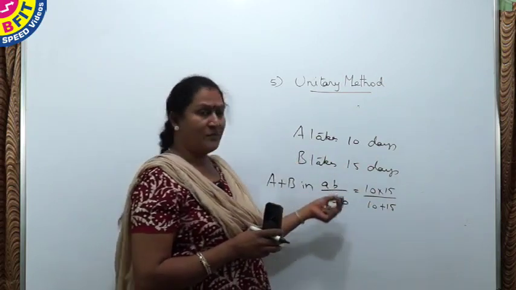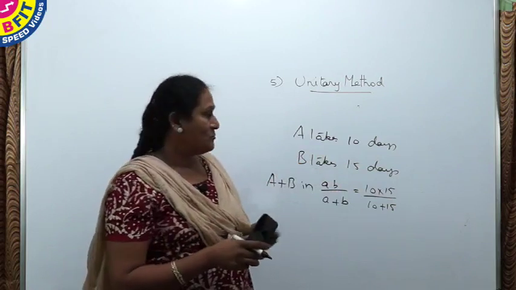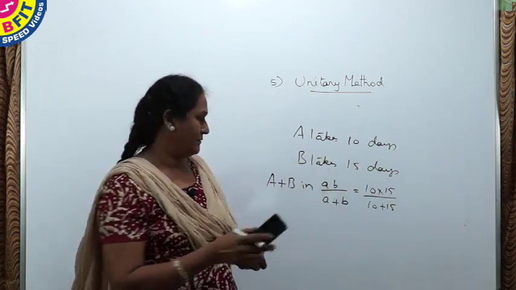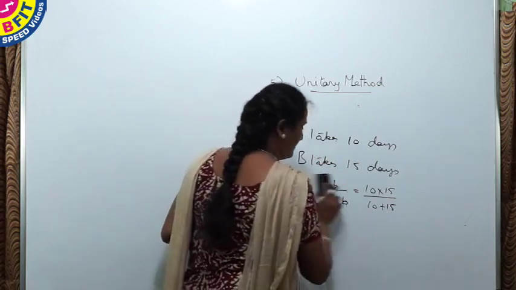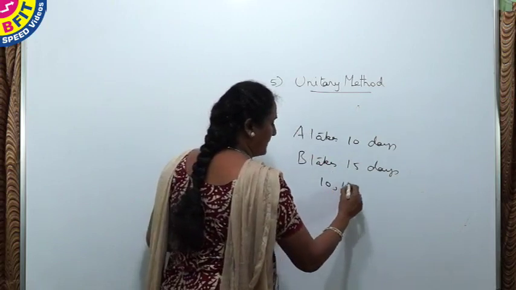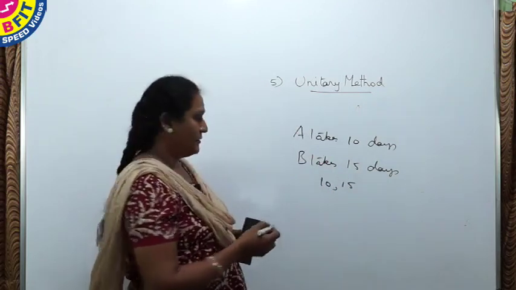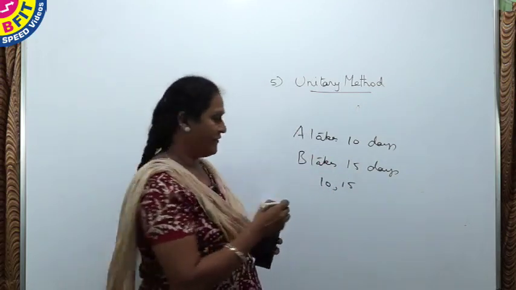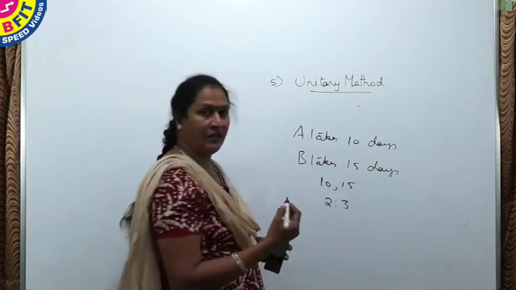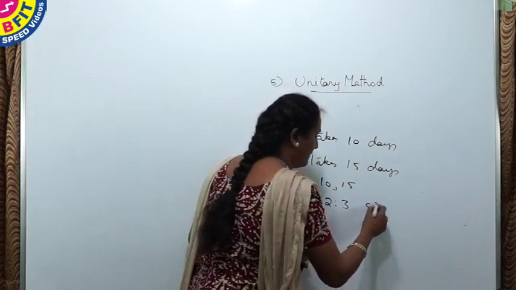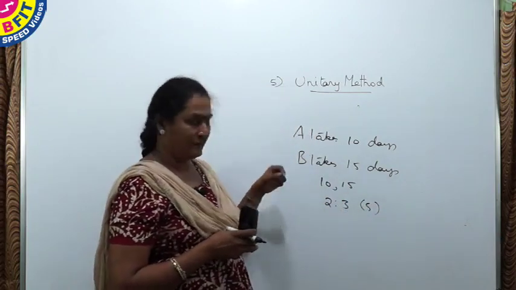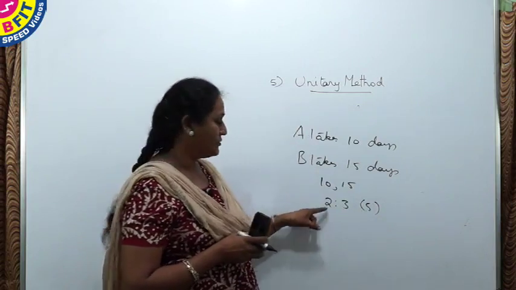But this can be done still more easily by finding the ratio of work done, time taken. So A is taking 10 days and B is taking 15 days. Here we have the common factor 5. So when you simplify, we get 2 is to 3, and the common factor is 5. So after simplifying the common factor, we have got the time taken ratio as 2:3.